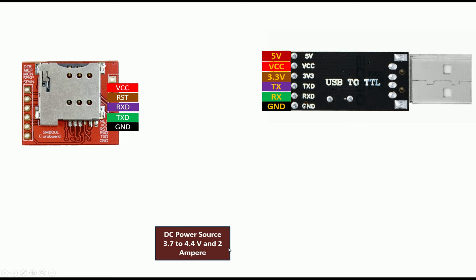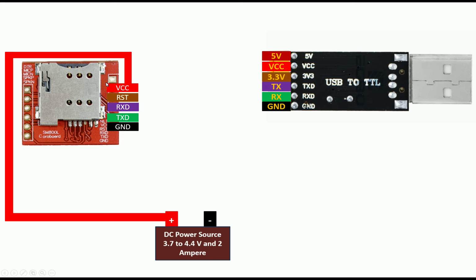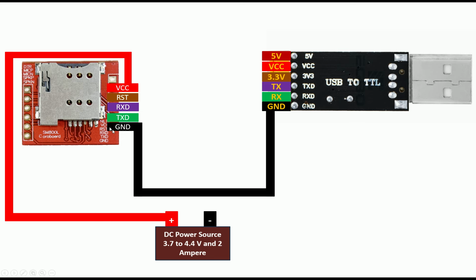So let me show you how to do the connections if you have a battery or a DC power supply. A battery or a DC power supply always has 2 terminals, the positive and the negative. So first of all, the VCC pin of your SIM800L module, just connect it directly to the positive terminal of the battery like this. Now guys, the ground of your SIM800L module will go to the ground of the USB to TTL device like this.